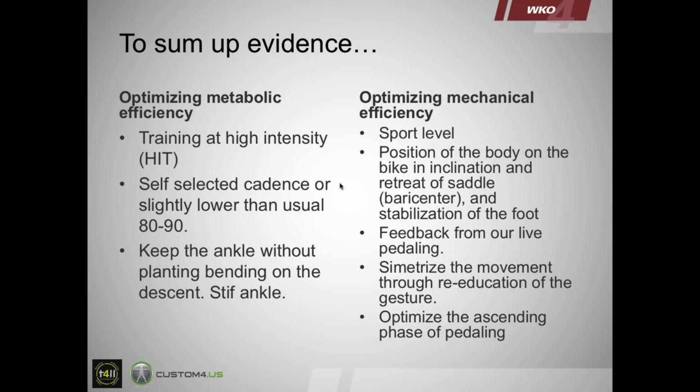To sum up the evidence for how we can optimize the metabolic efficiency, we have seen in a lot of studies training at high intensity, the known HIIT, and self-selected cadence, or slightly lower than usual, 18-19. And about ankling, it's important not to decrease the metabolic efficiency, as we have said in the example of WKO4 and the study of CAP.